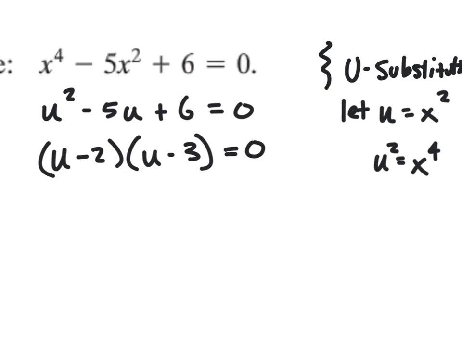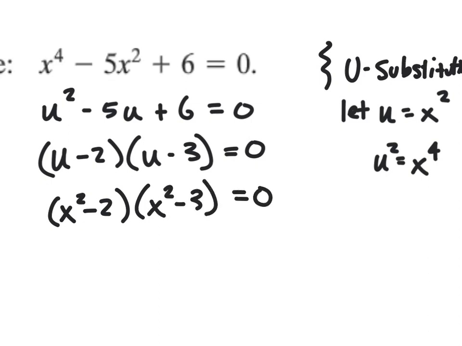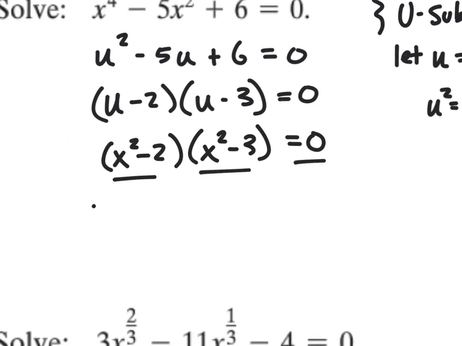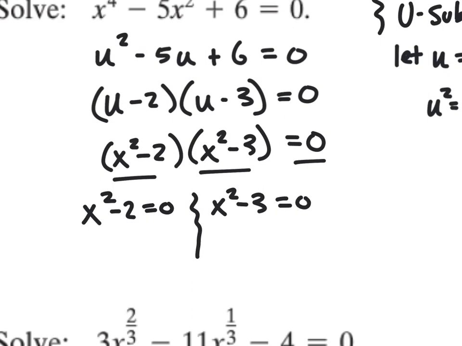Now I'm going to resubstitute my values back in. So I've got that x squared minus 2 times x squared minus 3 is equal to 0. Now I have this factored. All I need to do is set my factors equal to 0 and solve. So now I've got x squared minus 2 equals 0, and x squared minus 3 equals 0.